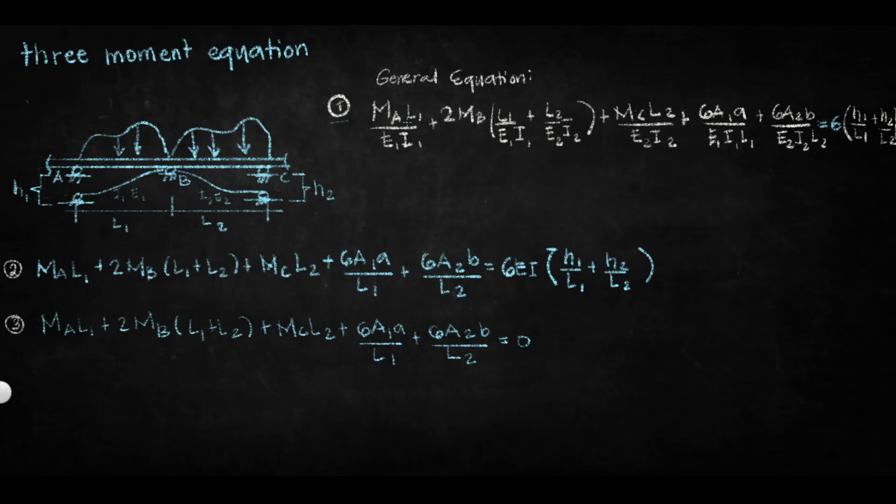This is the general equation of the three-moment equation. The first term is MA, the moment at the leftmost point, the very first point, times L1, the span at the left, all over the property of that span, E1I1. Plus 2MB, where MB is the moment at the middle, the second point, times the quantity L1, the left span, over the property of the left span, E1I1.